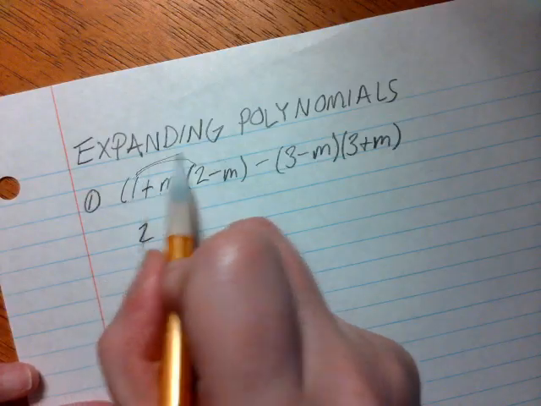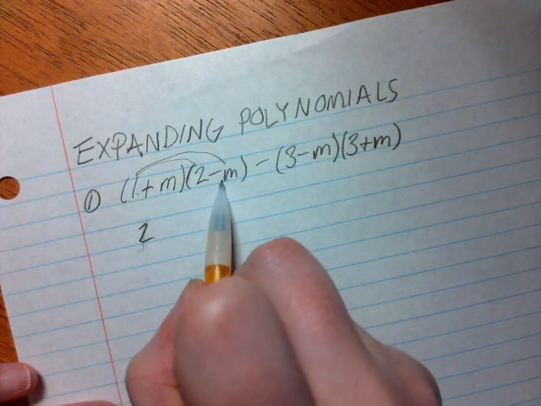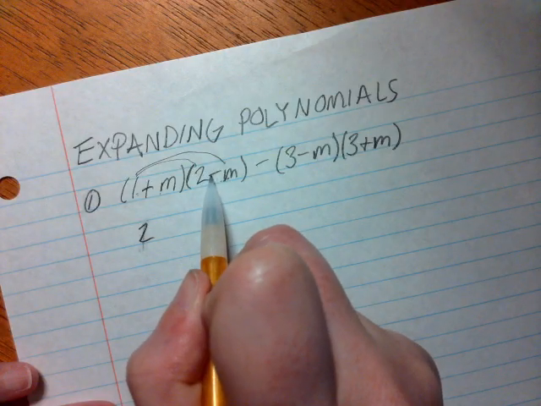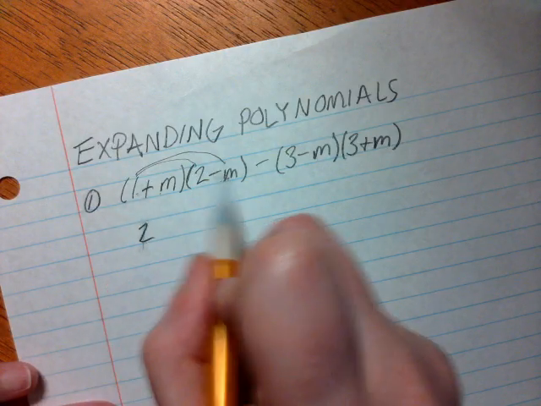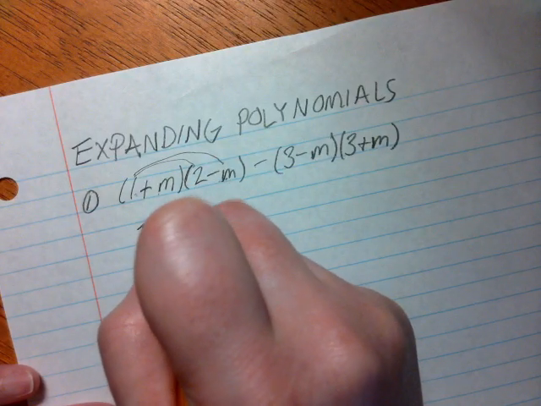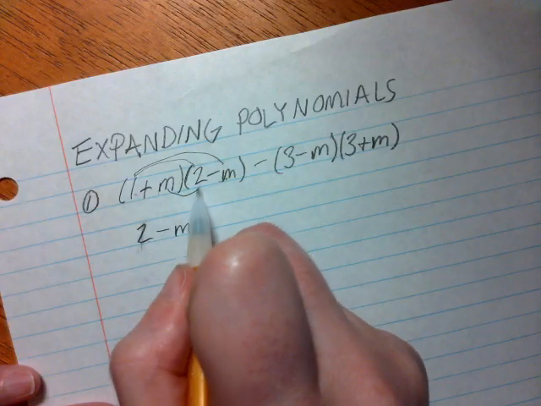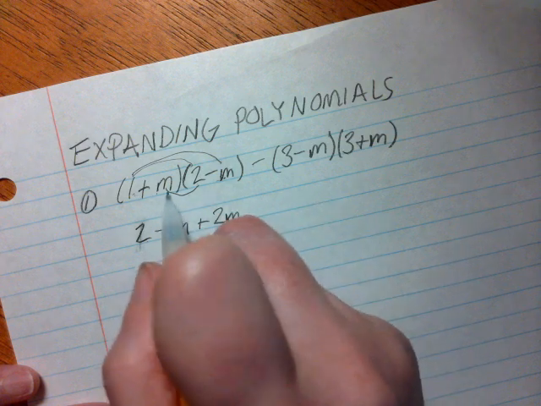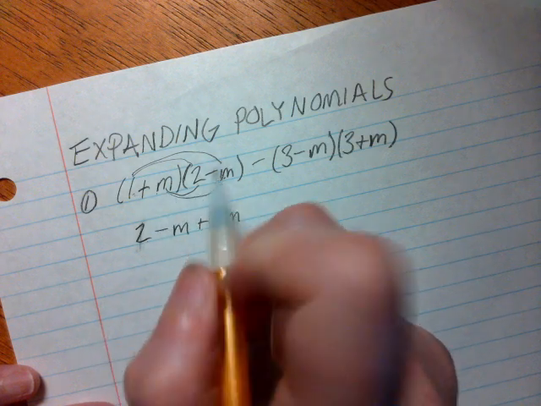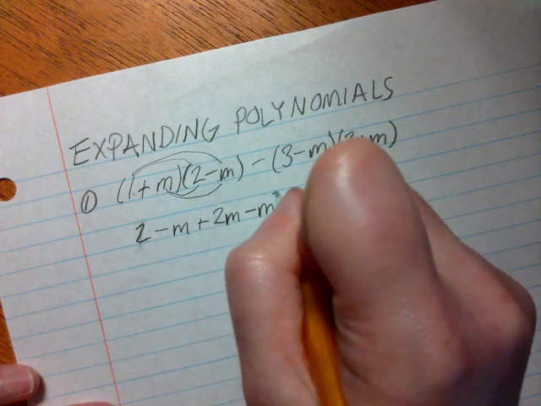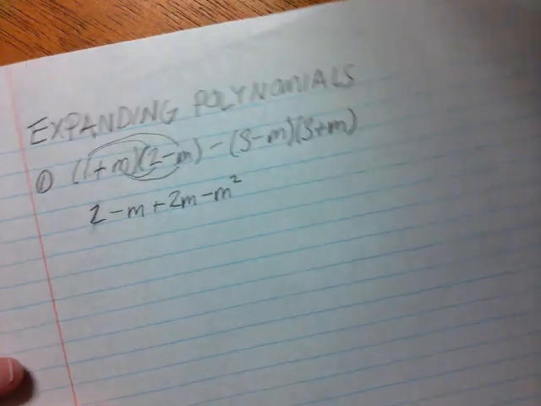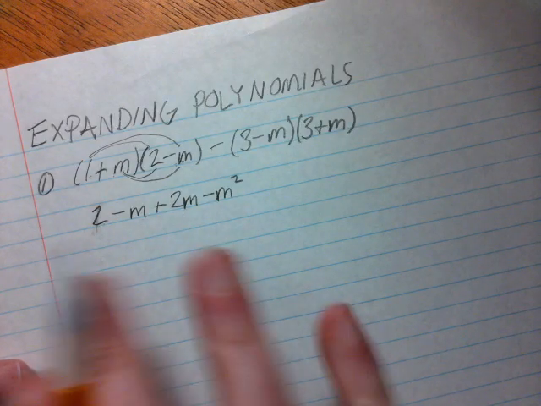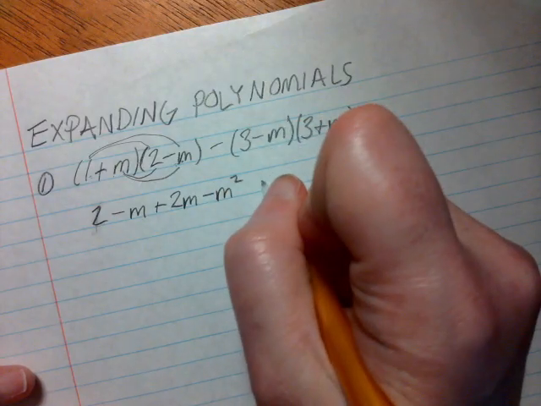All right, so first, outer, so this is 1 times negative m. Make sure you include the sign here. This minus m is really plus negative m. So 1 times negative m is negative m. And then inner, m times 2 is 2m. And then last, m times negative m is negative m squared. Okay, so that's the first one. And then I can combine this negative m and this 2m on the next sweep, but I'll just wait until the next line to do that.